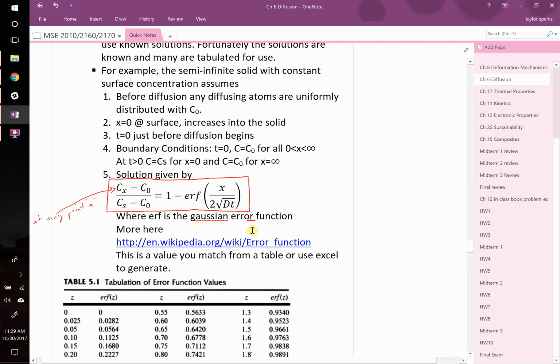Right? And inside the error function, what you're going to take the error function of is x, your position, whatever you're trying to figure out, the concentration at some position x, that's the x we're talking about, divided by 2 times the square root of Dt, where D is your diffusion coefficient and t is time, okay? So it's not the worst thing ever to use. It's a little bit tricky.